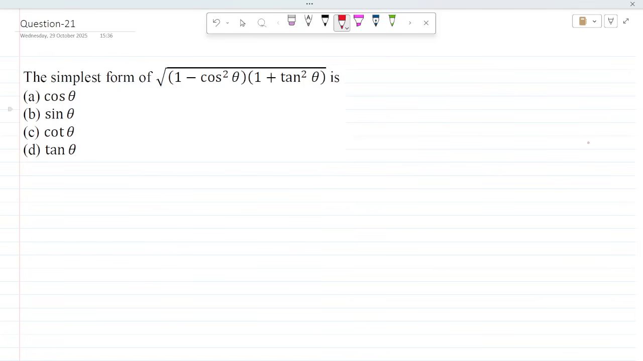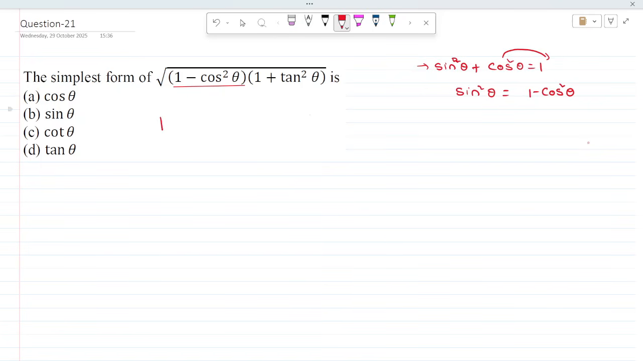Question 21. What is the simplest form of this? When you observe very carefully, which identity does it belong to? First identity, yes or no? What is your first identity? Sin square theta plus cos square theta equal to 1. Send cos square to the other side. What will it become? Sin square theta is equal to 1 minus cos square theta. You should remember this. You should not write these steps all the time. In your mind this should be registered. After that, automatically, 1 minus cos square is sin square.